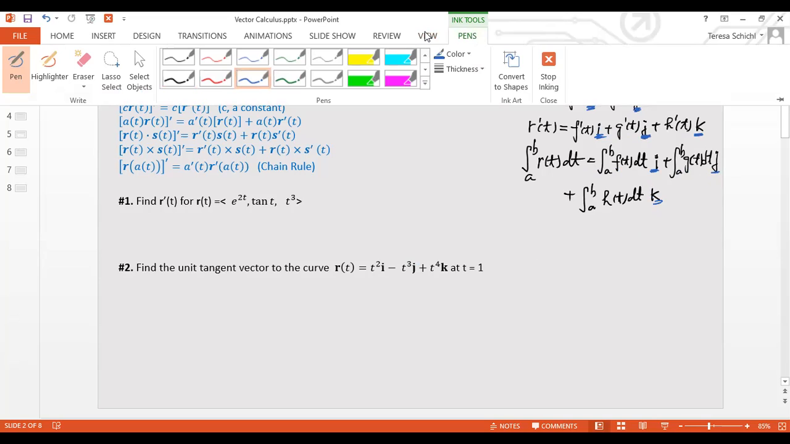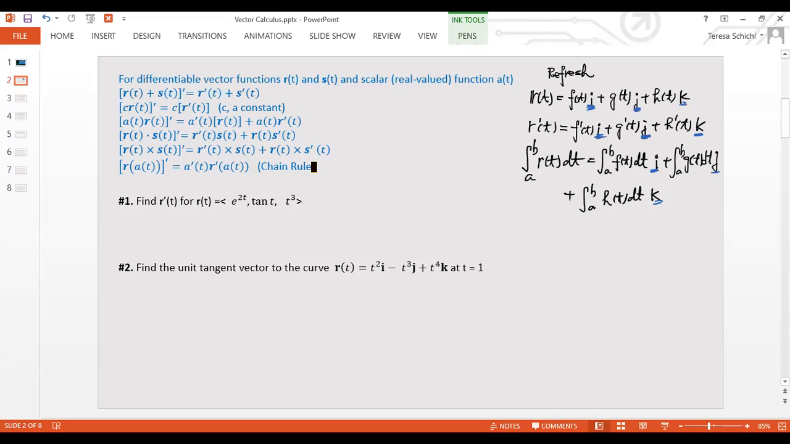Now let's take a look. There are a few very good characteristics about these functions, and we need to be careful. The first one is pretty straightforward. If you have two vector functions and you add them together, the derivative is just the sum of the derivatives. Okay, this next one we need to be careful with.